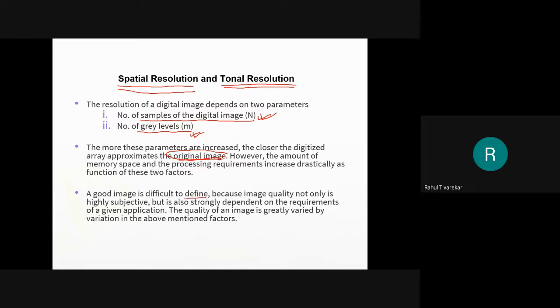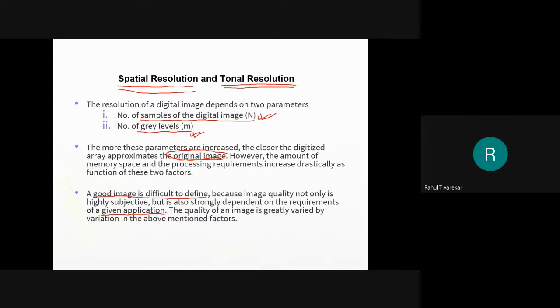As I said earlier, image processing is a very subjective topic. Every person can have their own opinion, and hence it is difficult to define, because the image quality is not only highly subjective, but it is also strongly dependent on the requirement of a given application. So for certain applications, a little poor image is okay.